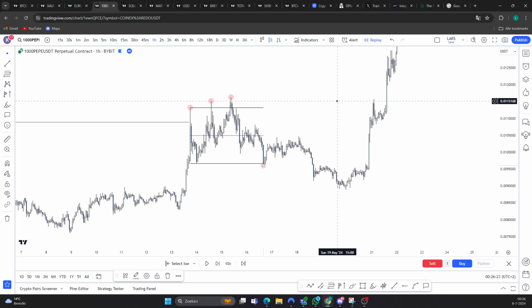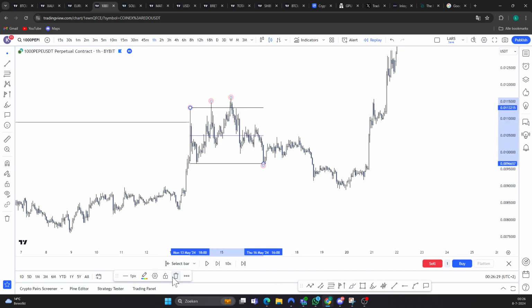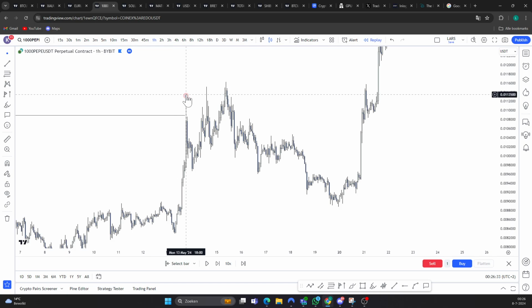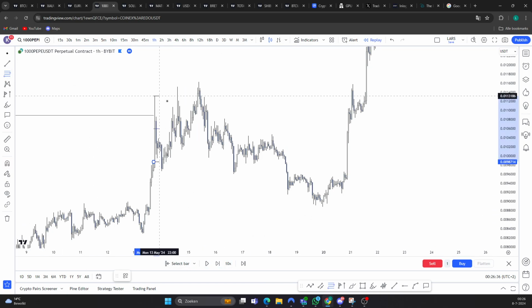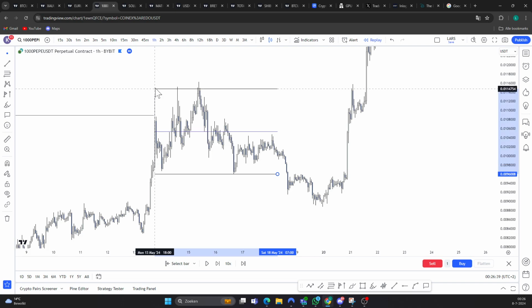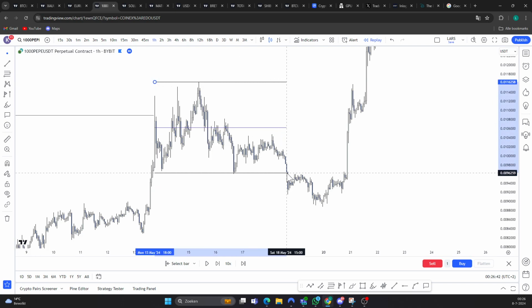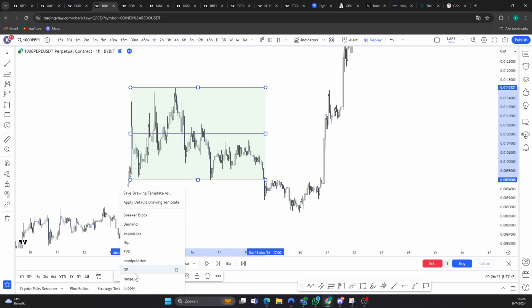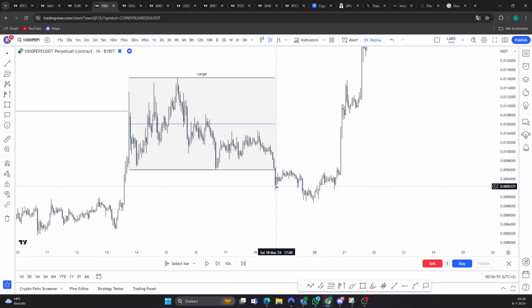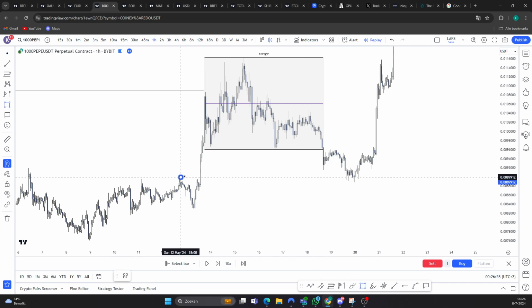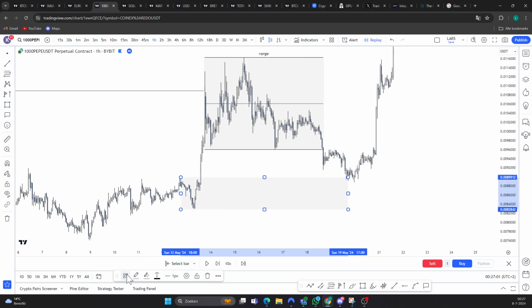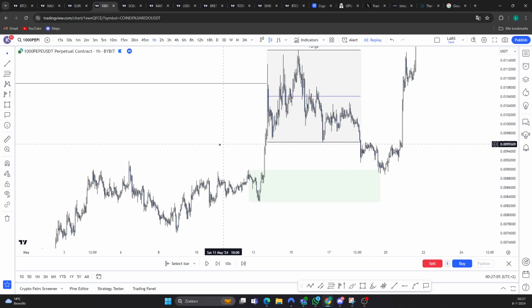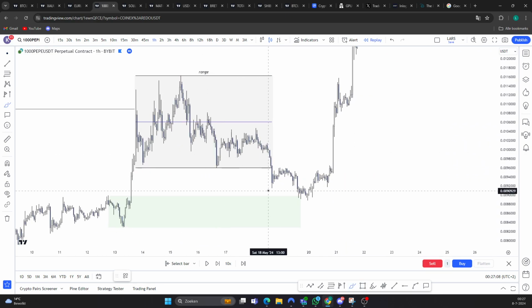Okay, so I was kind of looking at how does this develop. Now looking at this, we had our initial range, like this. Let's extend it. And then we had our range low. So we can call this our range. And then from there, we broke down from the range, coming into pretty significant demand right here. So we broke down from the range once.